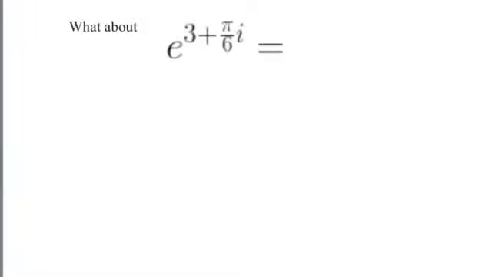Now, what if there is a complex number like 3 plus pi over 6i? So now it's not just something times i, but it's got this other stuff. Anyone have a thought about what to do in this case?